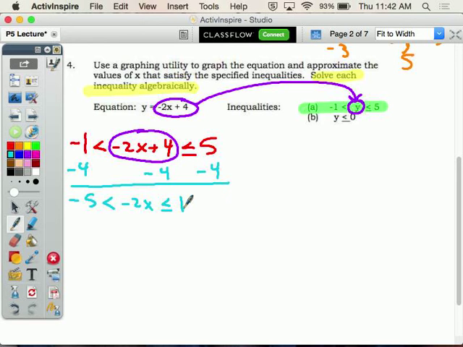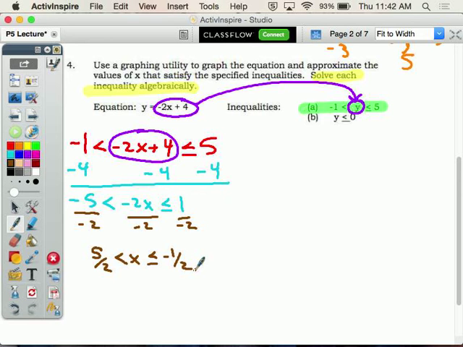At this point, there's only a -2 in front of the x. So what I want to do is get rid of that -2, and the way I would do that is I would divide by -2 everywhere. When I do this, I get 5/2, or 2.5 if you wish, is less than x, which is less than or equal to -1/2.